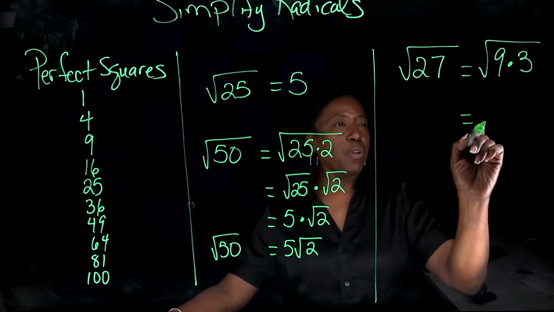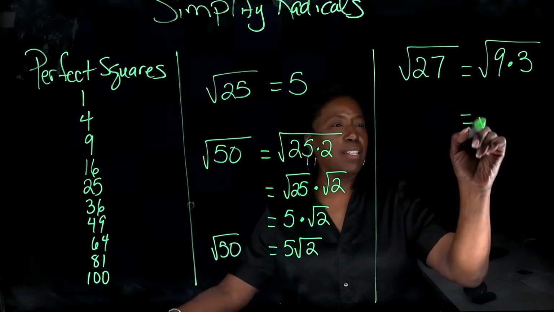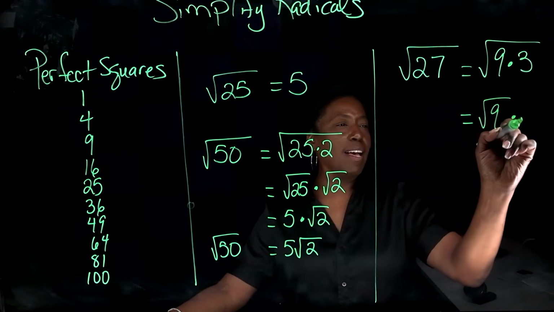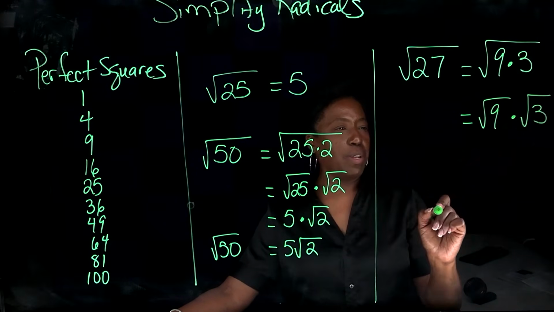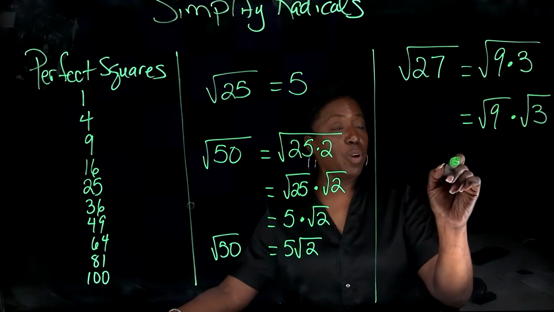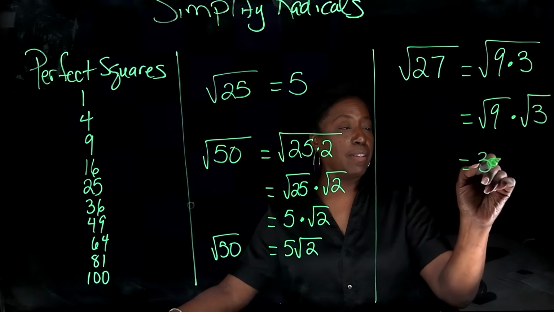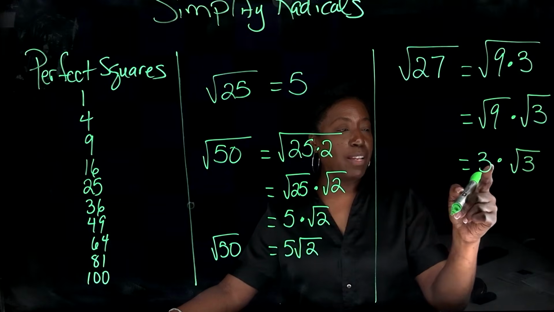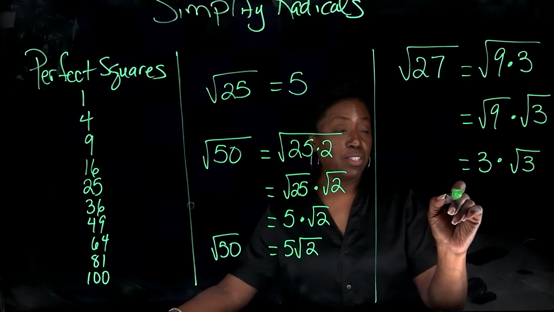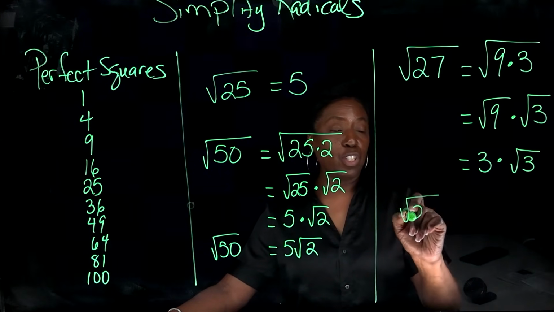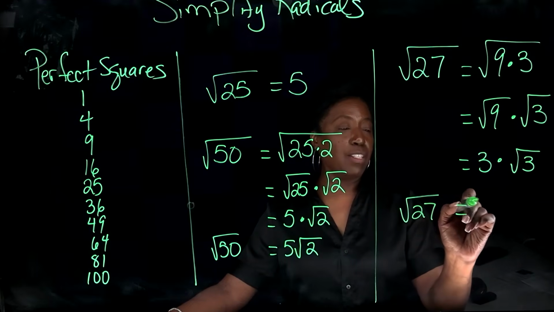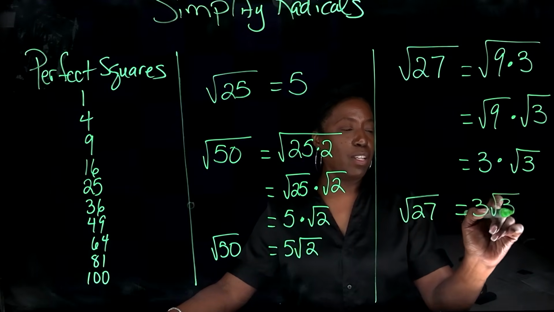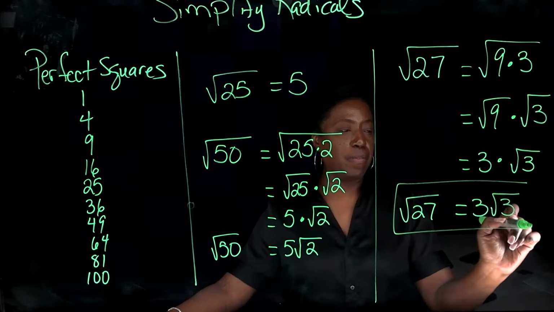Here again, the square root of 9 times 3 is the same as the square root of 9 times the square root of 3. Well, what is the square root of 9? 3. And again, we can rewrite this without the multiplication symbol. So the square root of 27 simplifies to 3 times the square root of 3.